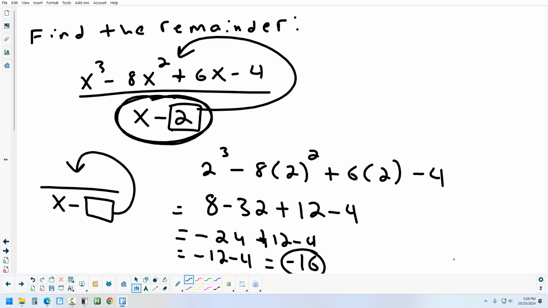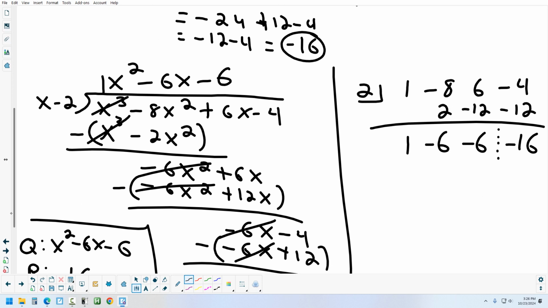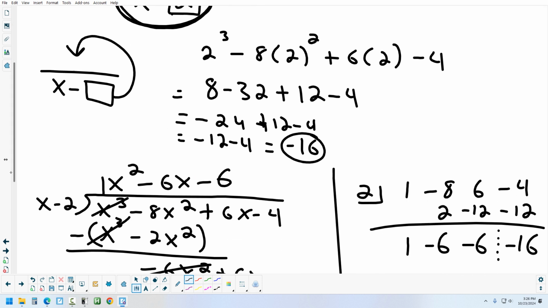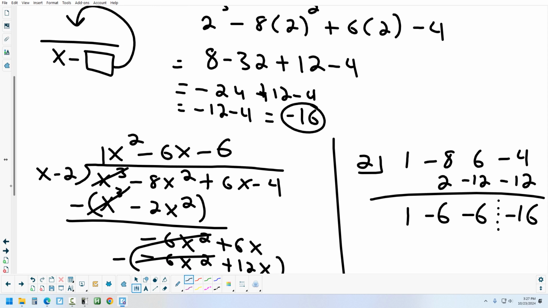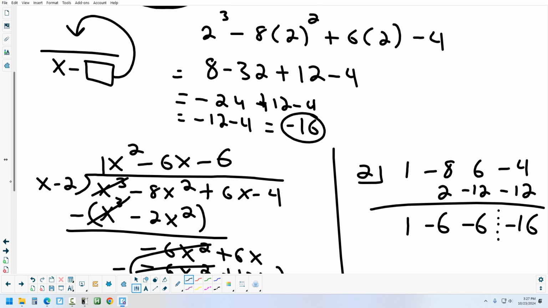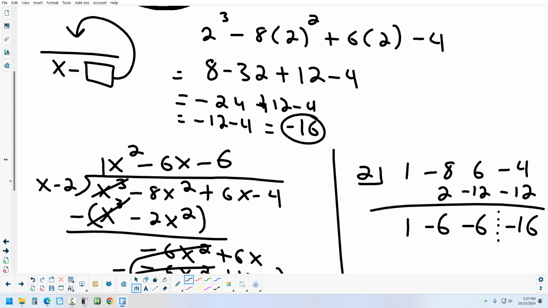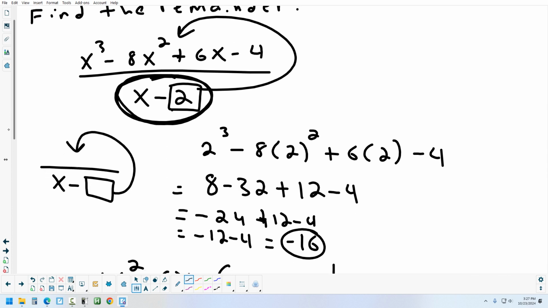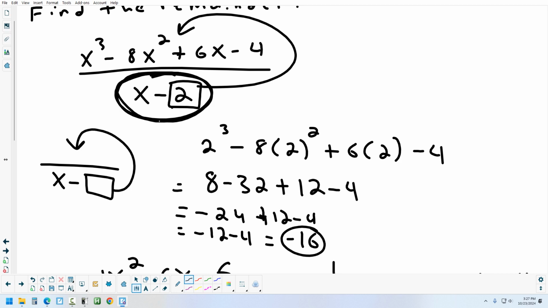Since we did that 3 different ways, and we got remainder negative 16 each time, one more time, what does that mean about x minus 2? That means that it's not a factor of that numerator, x cubed minus 8x. If it was a factor, what would have happened when we did these problems out? The remainder would be 0. If we had gotten a remainder of 0, then we would have shown that x minus 2 was a factor.